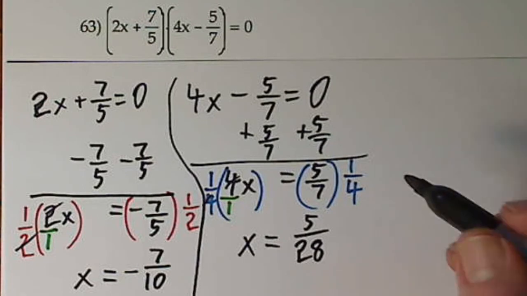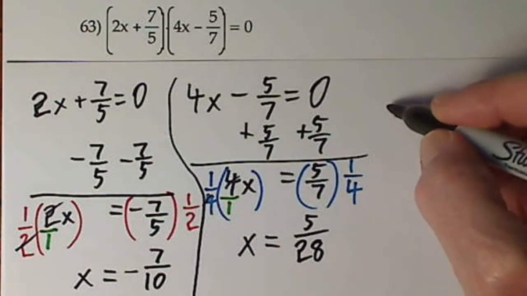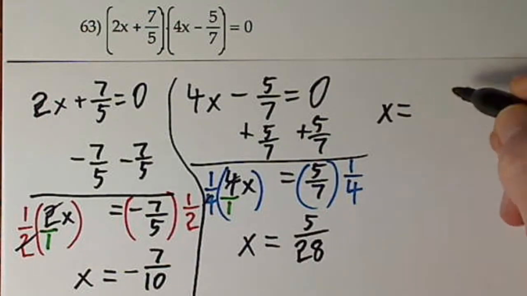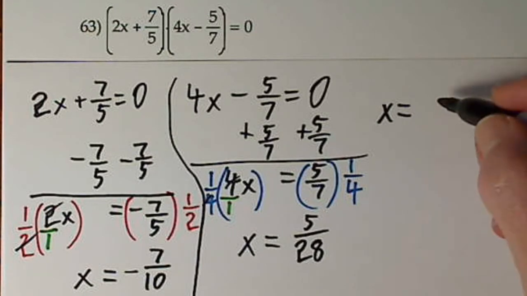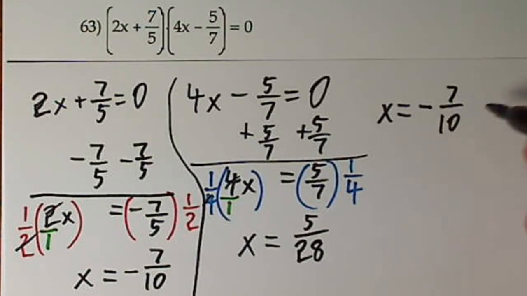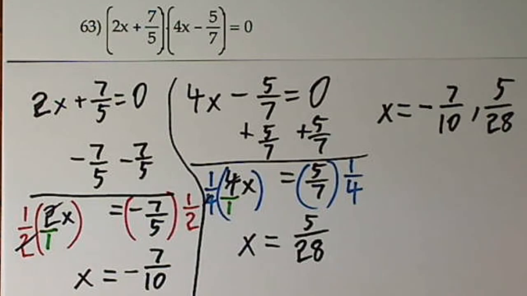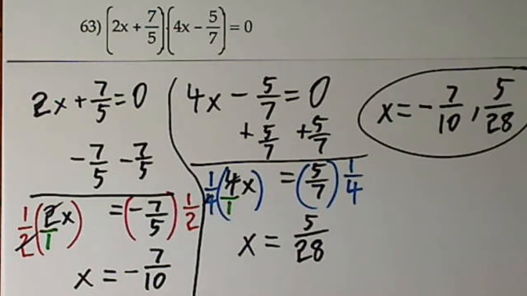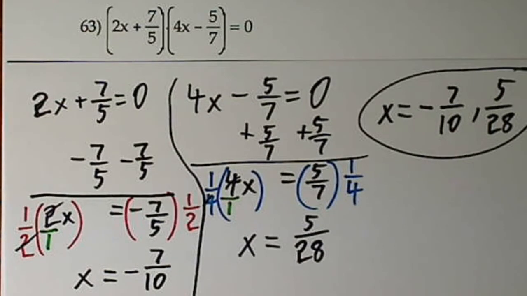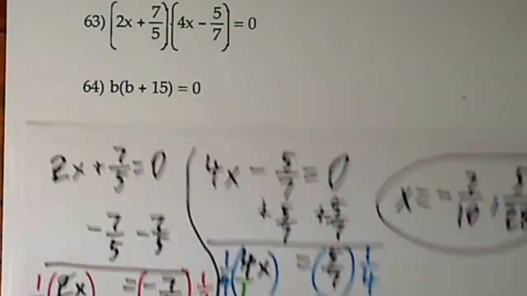Okay, so your answer to number 62 would be x equals negative 7/10, comma, 5/28. All right, so that's your answer. That takes care of 63. We'll jump down to 66 now.